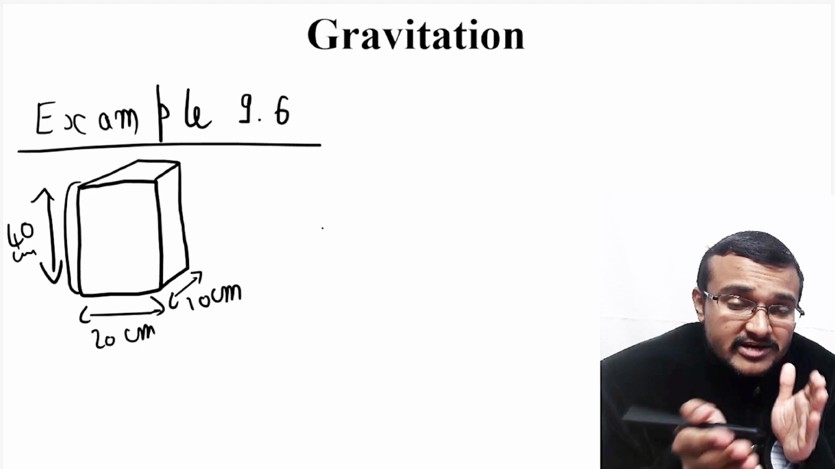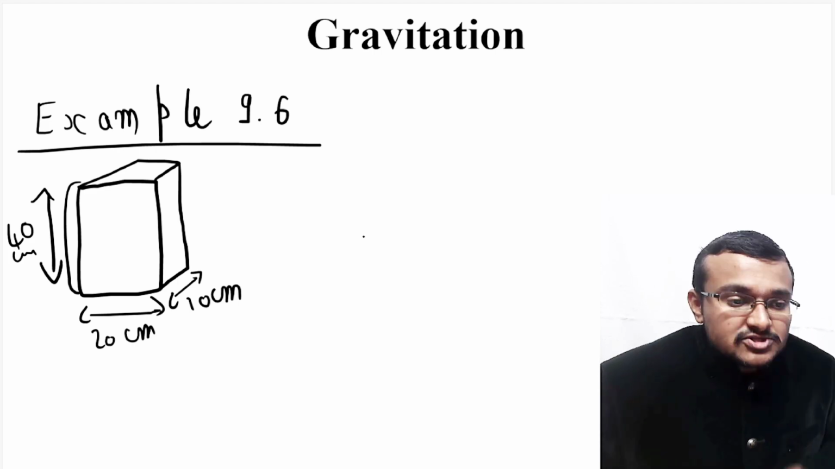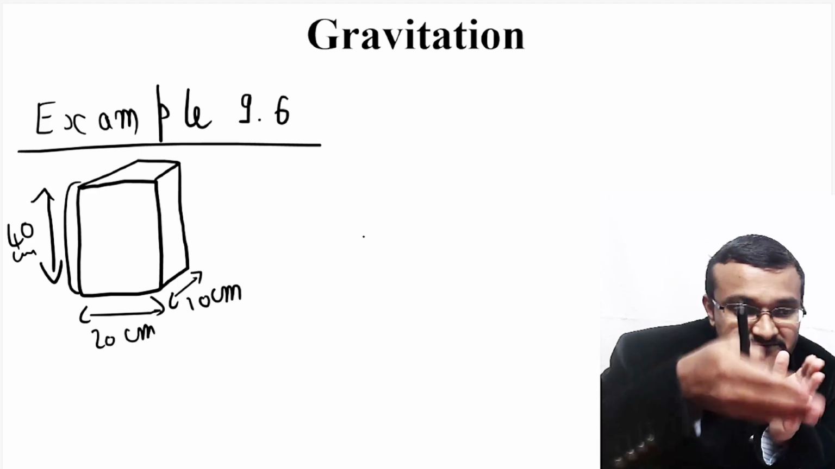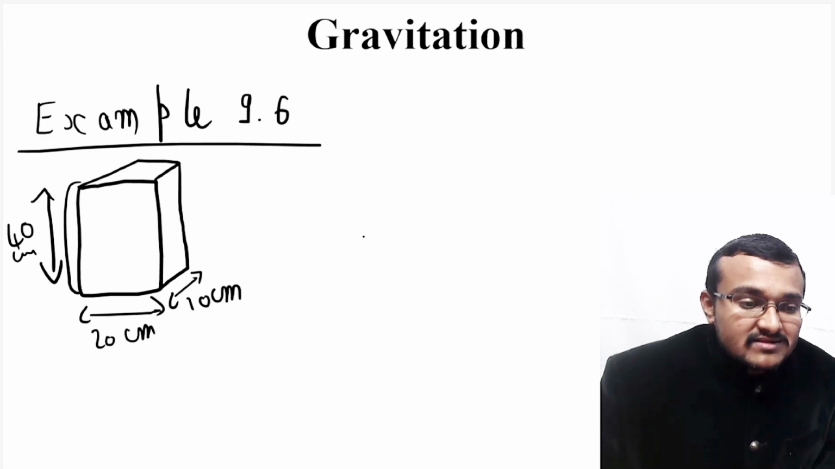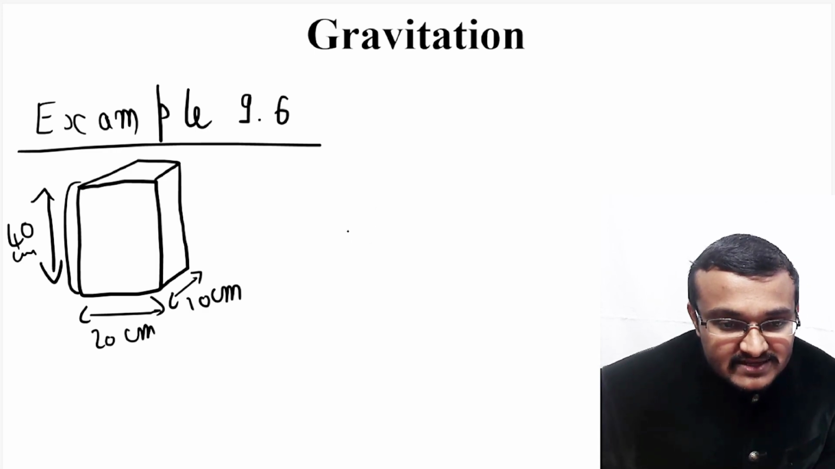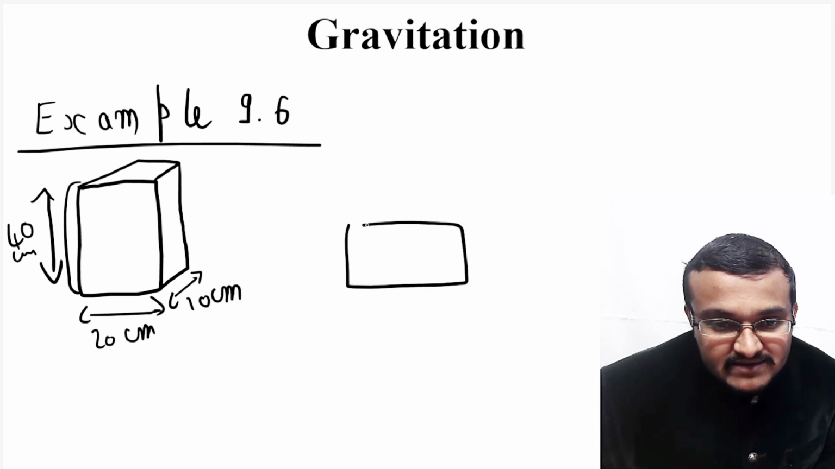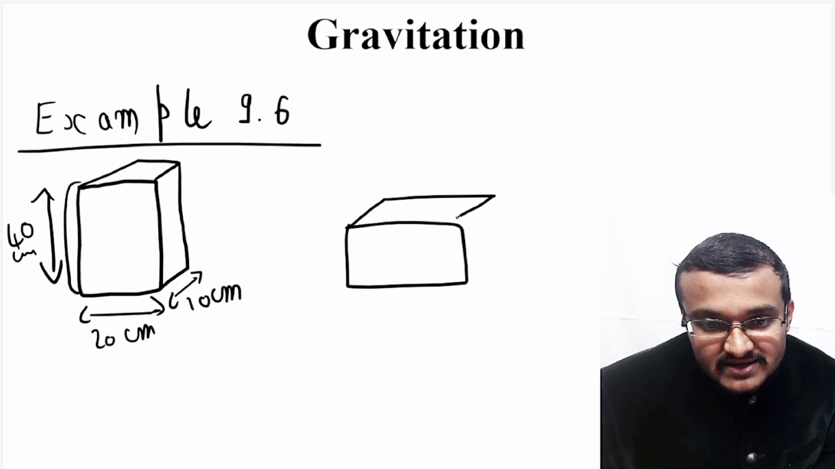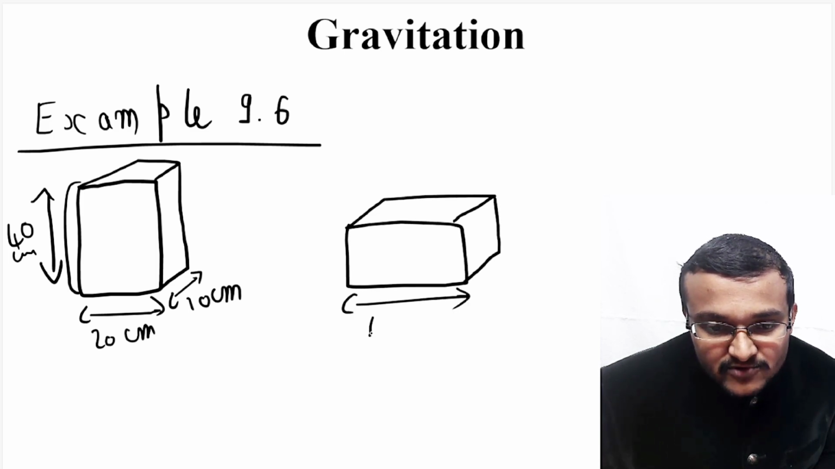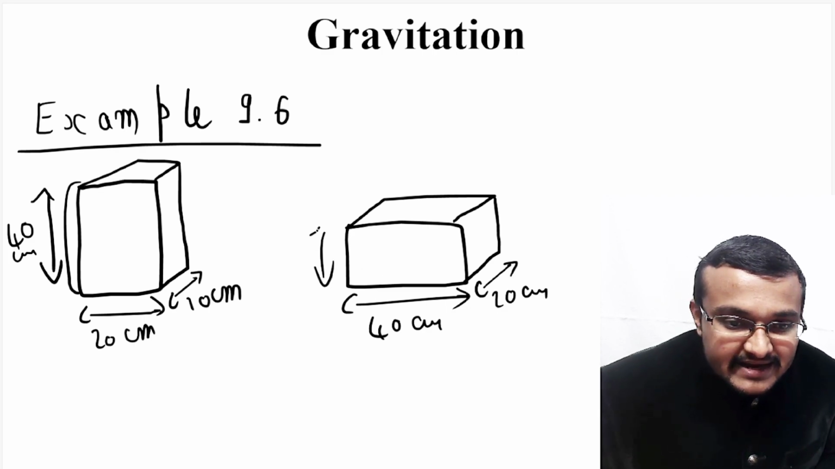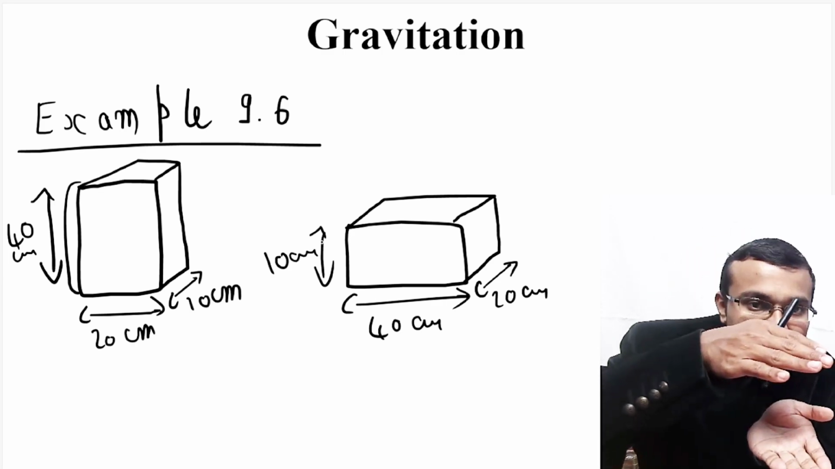Now if the same wooden block is kept in this way, so if this 40 centimeter surface is made to come to the bottom, then it looks something like this. So now the same object looks like this: length becomes 40 centimeters, breadth becomes 20 centimeters and height becomes 10 centimeters. The same object is kept in this manner.